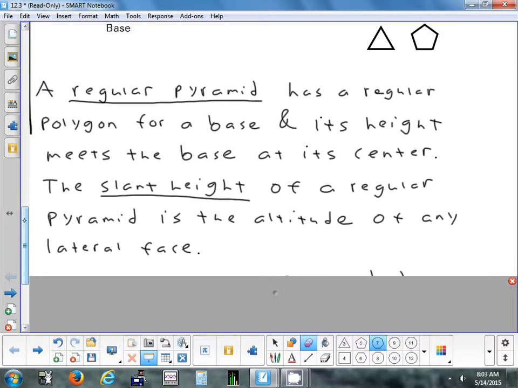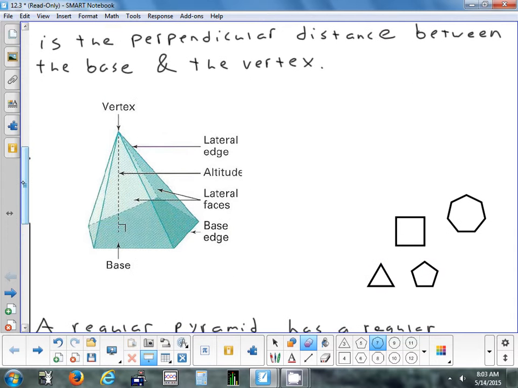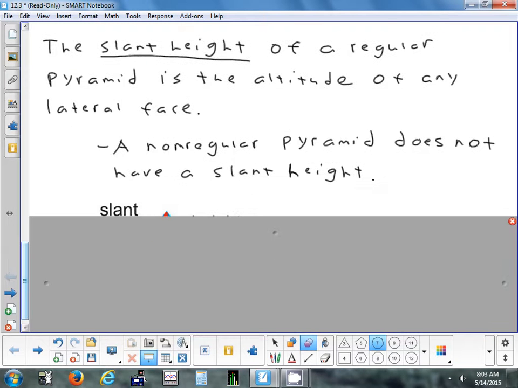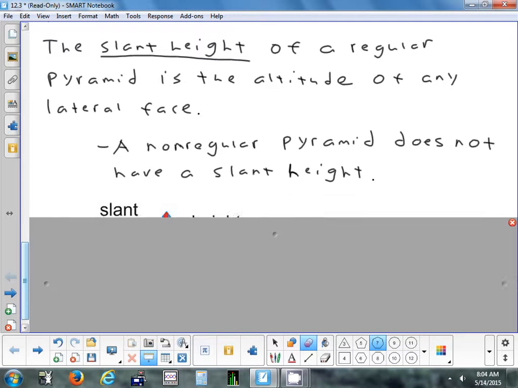Could also look at it as the altitude of a lateral face. Just take one of these triangular faces off the side and measure the height of that triangular face. That's the altitude going up the side of the pyramid. When we have non-regular pyramids, we don't have a slant height. The picture up above is not the best picture to illustrate it, but you can kind of visualize it.